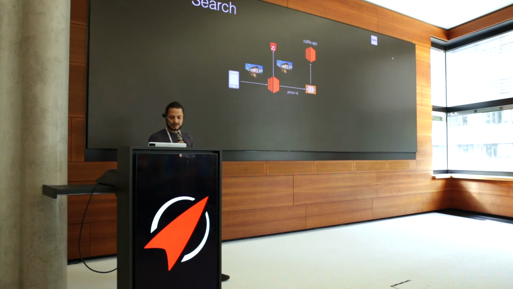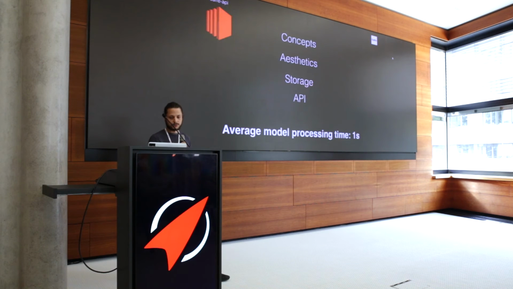So the basic architecture is quite standard. It's a publish-subscribe model. Photos come into the platform. We have a photo ID. The photo gets uploaded to S3. And then we have a service which we call Caffe API. In the beginning, we started using Caffe as a deep learning framework. And this service then ran the concepts and aesthetics models, stored the results, and provided the results through an API.